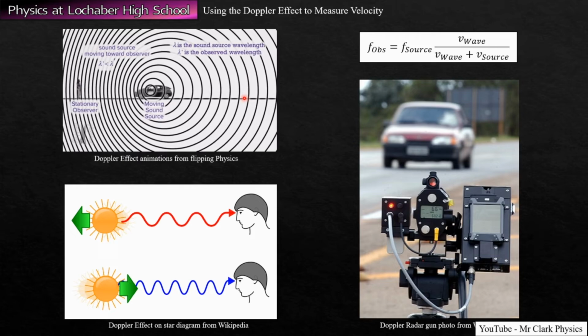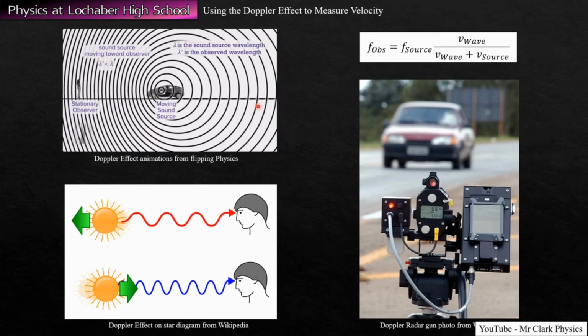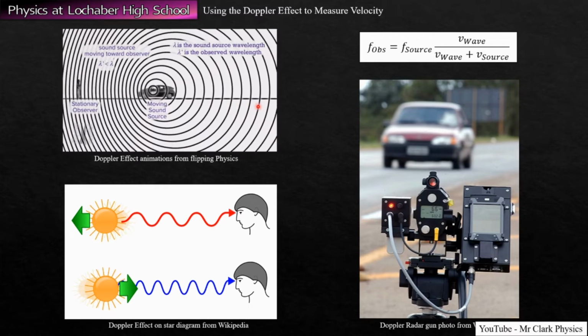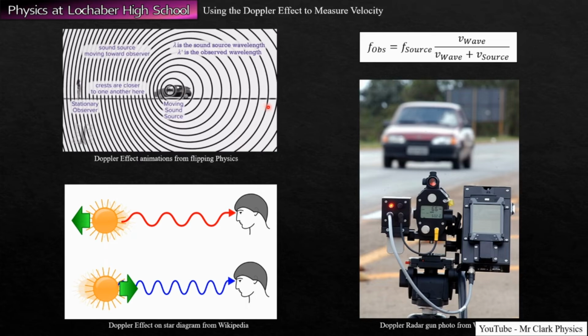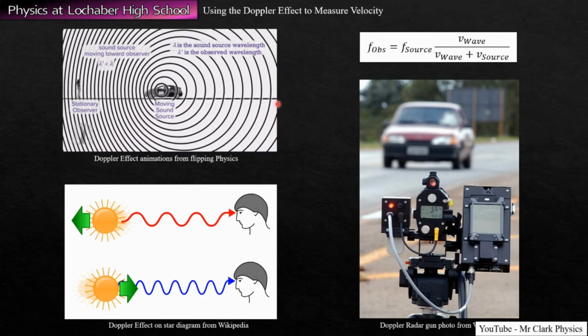Behind the moving object, you get the opposite. If there was an observer at the back of the car here, they would notice a lower frequency and a higher wavelength. So this is not just an interesting phenomenon though, we can make very practical use of this.